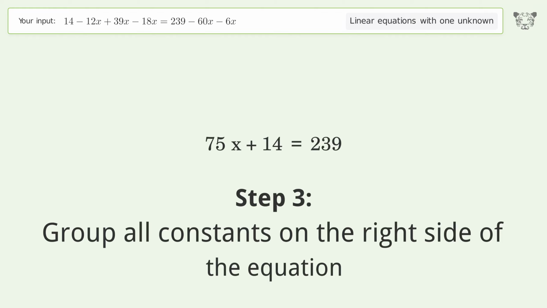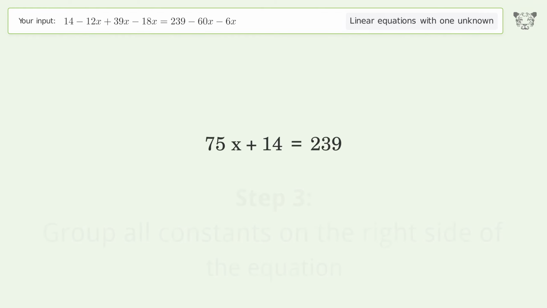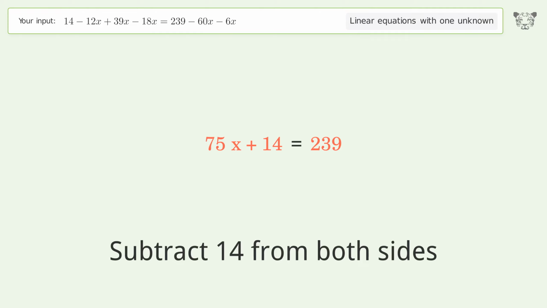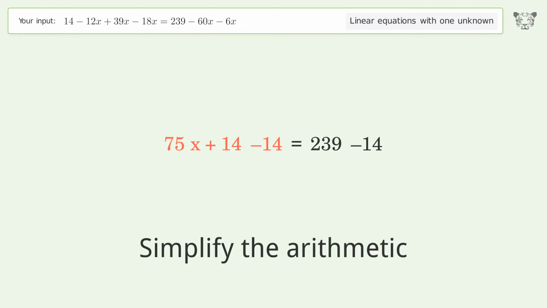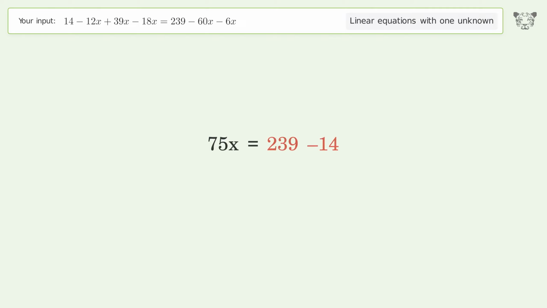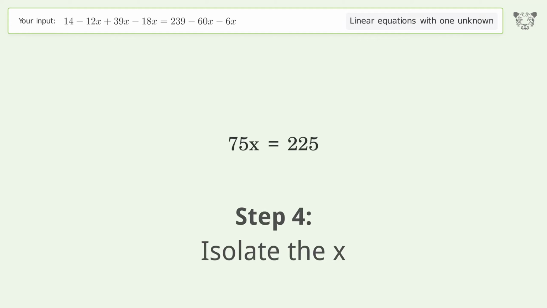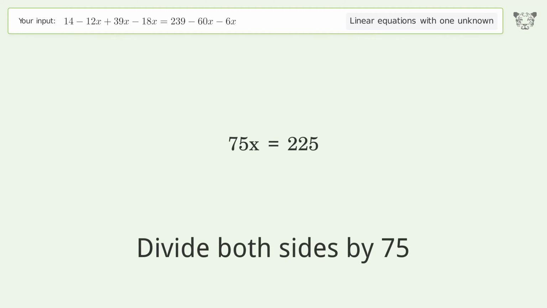Group all constants on the right side of the equation. Subtract 14 from both sides. Simplify the arithmetic. Isolate the x. Divide both sides by 75.